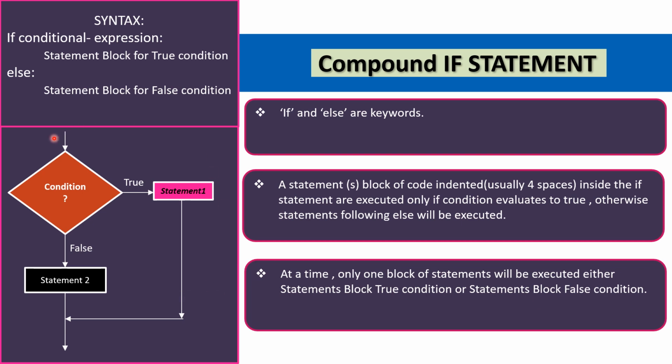So let's have a look at the flowchart here. If the condition is true, then statement 1 will be executed and the flow will come to the end. Otherwise, if it is false, then statement 2 will be executed, and again the flow will come to the next one.